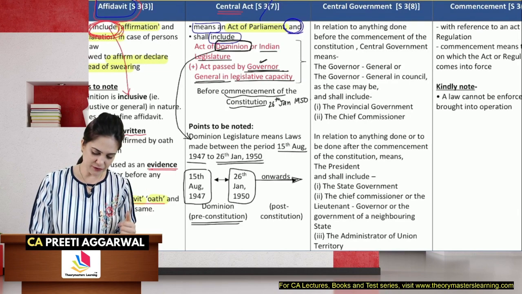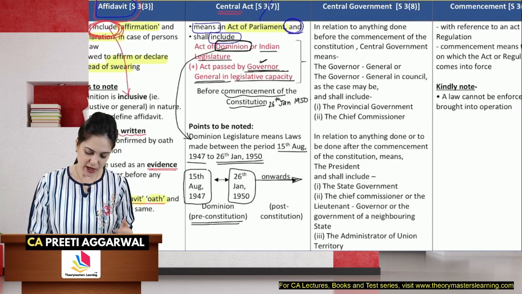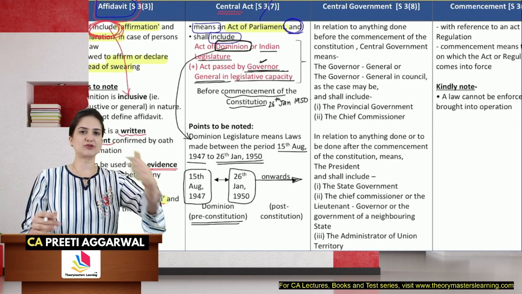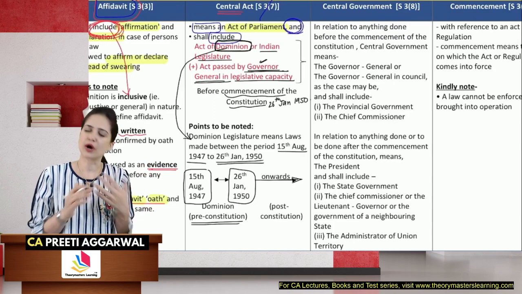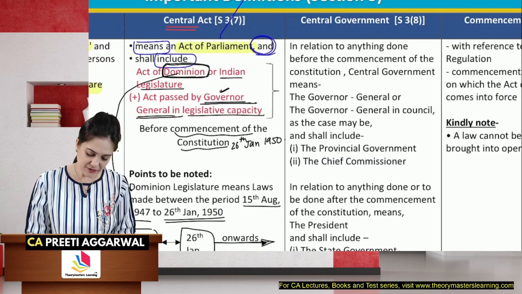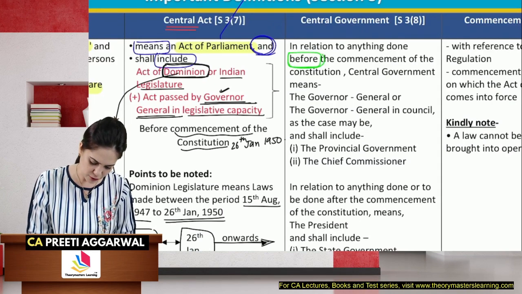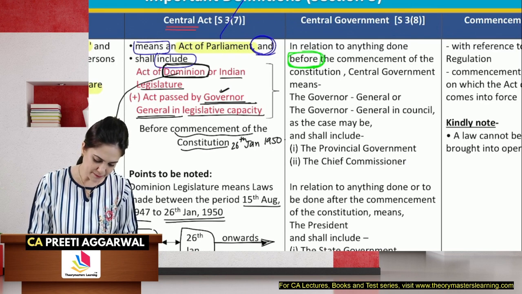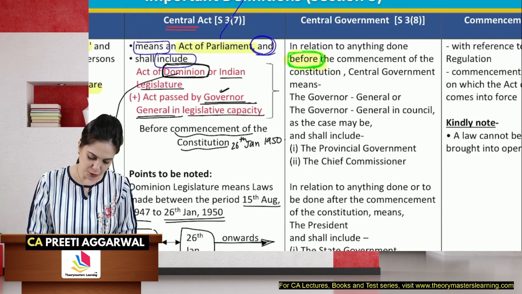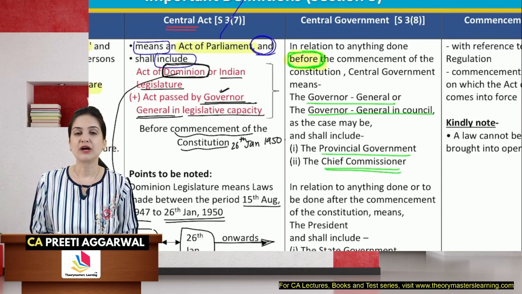Then we have the meaning of the word central government. Yes, sometimes they only write the word government. They don't specify whether it is central or state government. Then in that case, you have to see the context in which it is used. Now, what is the meaning of the central government? In relation to anything done before the commencement of this act. Okay, so we will highlight the word before. In relation to anything which is done before the commencement of the constitution, central government will mean the Governor General or the Governor General in Council, as the case may be. It shall include the provincial government or the Chief Commissioner.